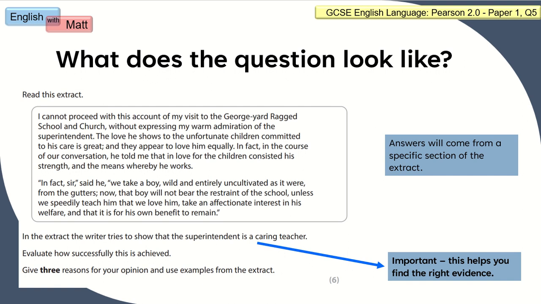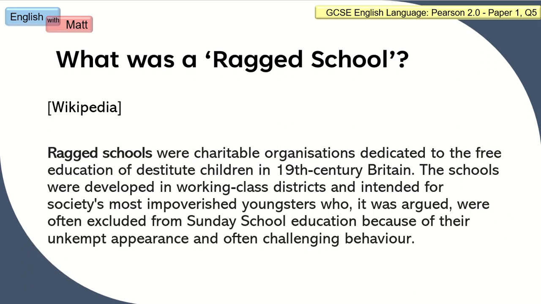So to give you some context, what is a ragged school first? So this is simply from Wikipedia, but it says that ragged schools really were charities that were set up in the 19th century, so in Victorian times, for the education, the free education of destitute children. So they were located often in working class districts, and their pupils tended to be in a great deal of poverty or what we might now call social deprivation.